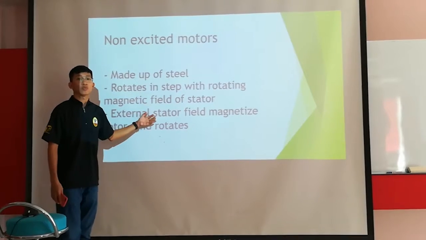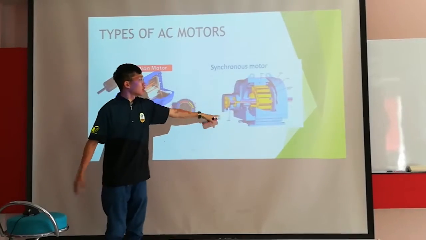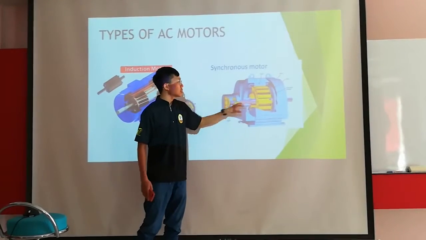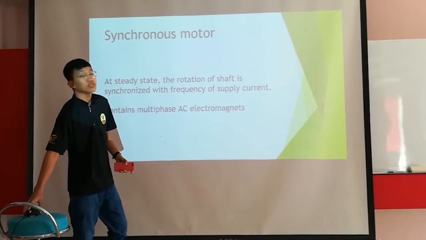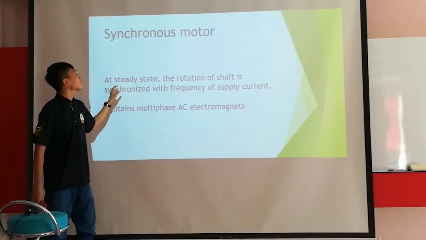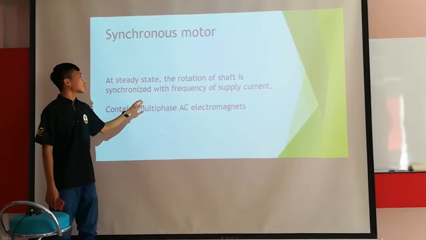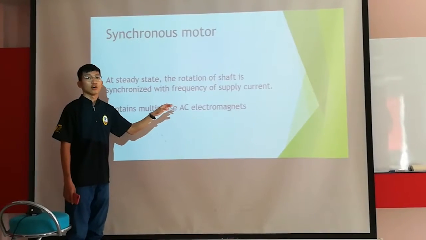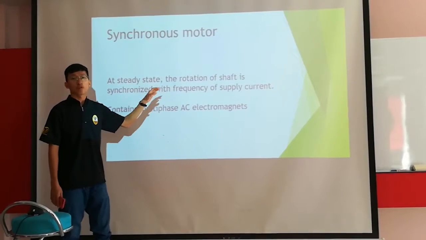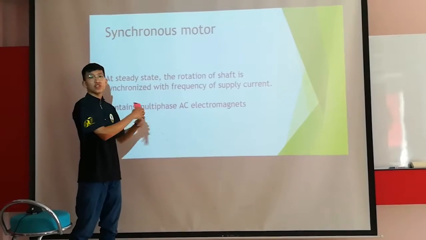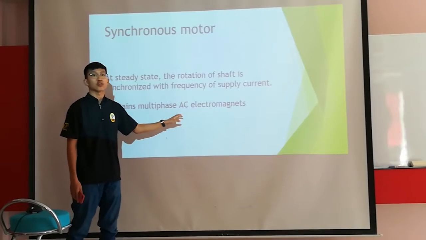So how about the synchronous motors? They are basically the same. This part is the stator and this part is the rotating part. I would like to talk more about the types of synchronous motor. So what is a synchronous motor? At steady state, the rotation of the shaft is synchronized with the frequency of the supply current. For example, when the current flow is like 5 ampere, the rotating shaft will try to synchronize with it so they can rotate together. It contains multi-phase AC electromagnets on the stator.